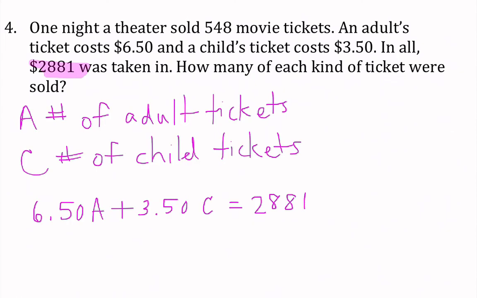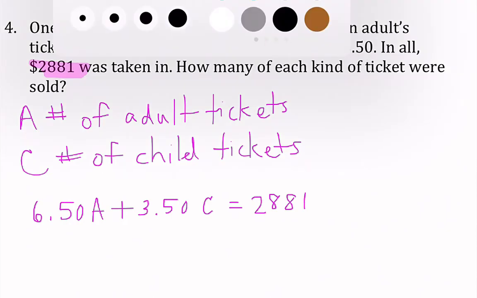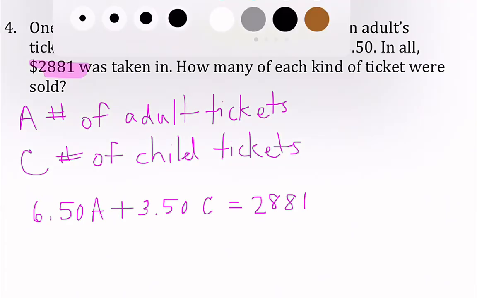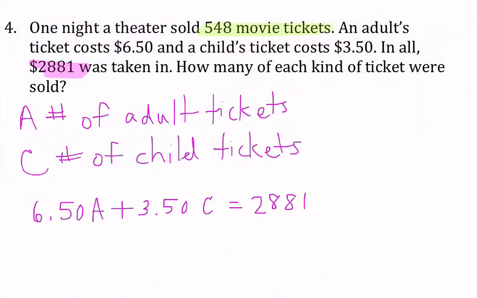So now we have to figure out another total. Well, the other total it gave us was the total amount of tickets sold. So I know it's going to be equal to 548. Well, what type of tickets did we sell? We sold adult tickets and we sold child tickets. So we know the number of adult tickets plus the number of child tickets is equal to the total number of tickets sold, which is 548.